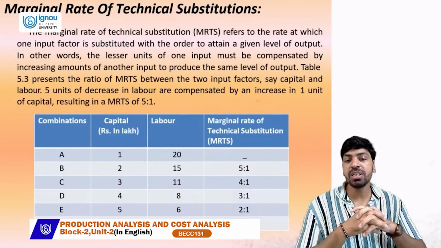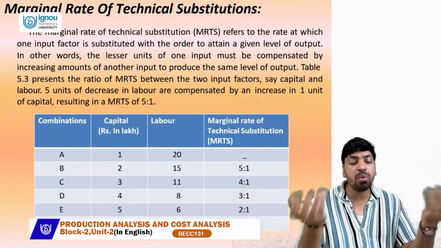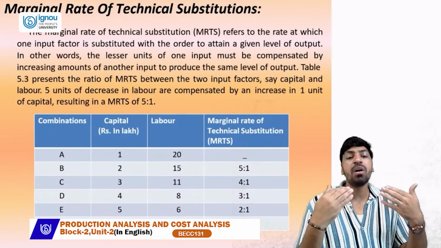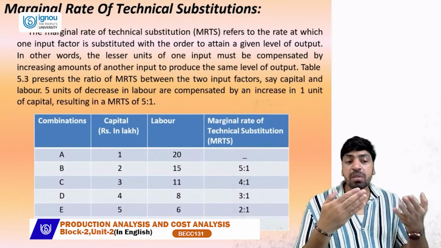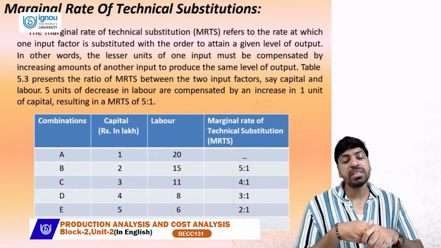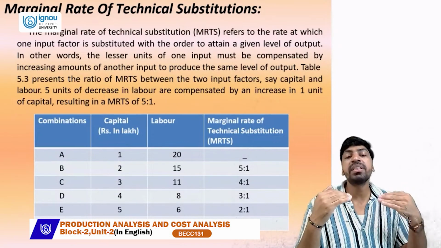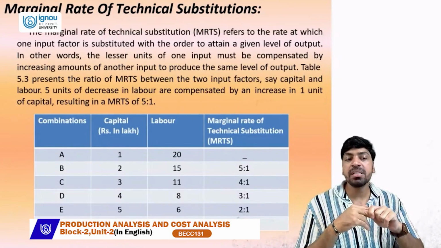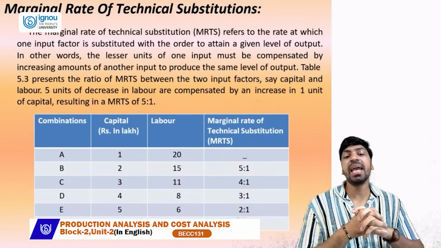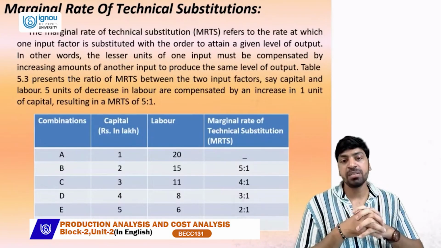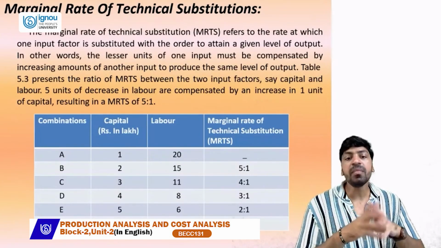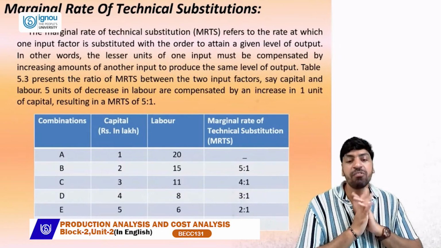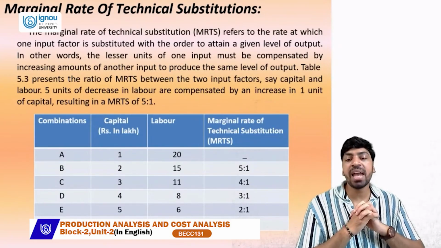If you take combination A, it is blank, because there is no difference you can see between the labor and capital of other units. But when we talk about combination B, we can find the difference between the labor and the capital between combinations B and A. For labor, the difference is 20 minus 15, which is 5.